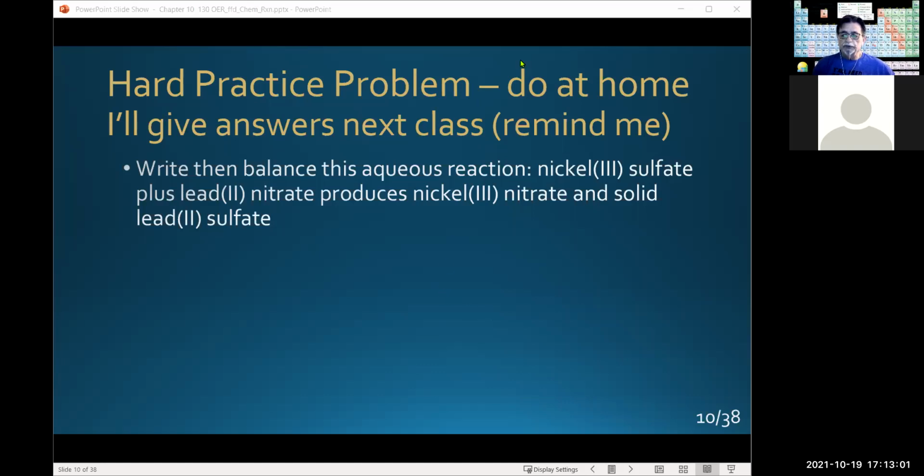I'm going to talk you through it here. This is another example of another chemical reaction that we will talk about. It's called a double displacement reaction, but we'll just break it down first. It says, write down and balance this aqueous reaction: nickel(III) sulfate plus lead(II) nitrate produce nickel(III) nitrate and solid lead(II) sulfate.